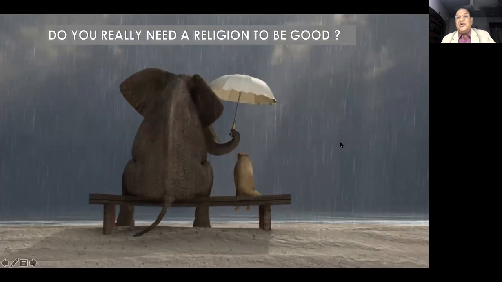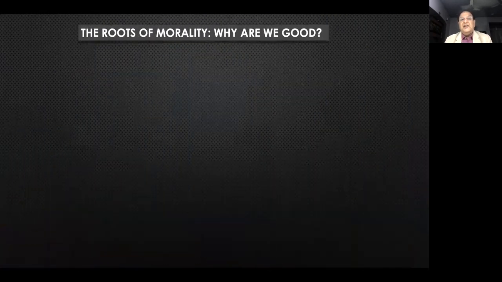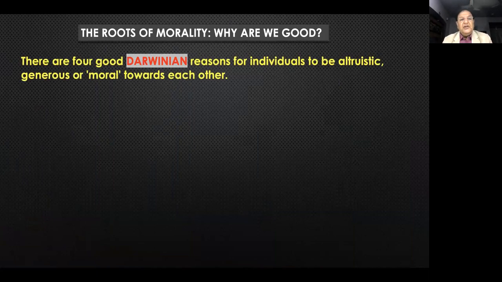So the next argument that he addresses is that everybody says you have to have religion to be good, because if there is no religion, people would not be ethical, people would not be good, people would not be doing what they are supposed to do. So there he goes on to argue that this is not a right belief. What are the roots of morality? Why are we good?